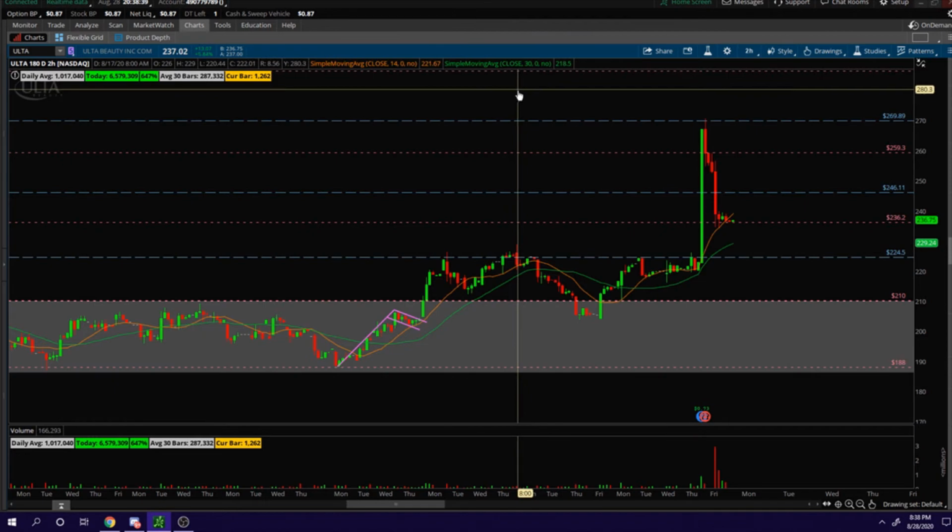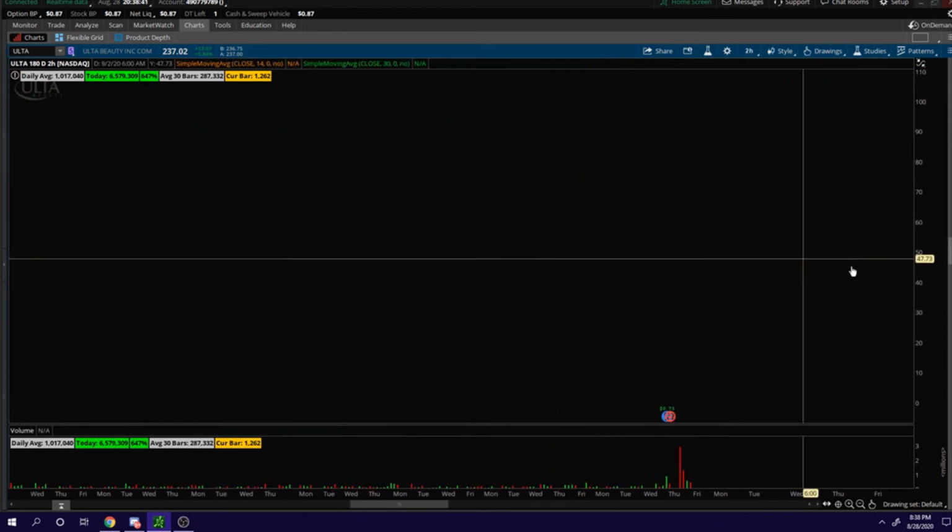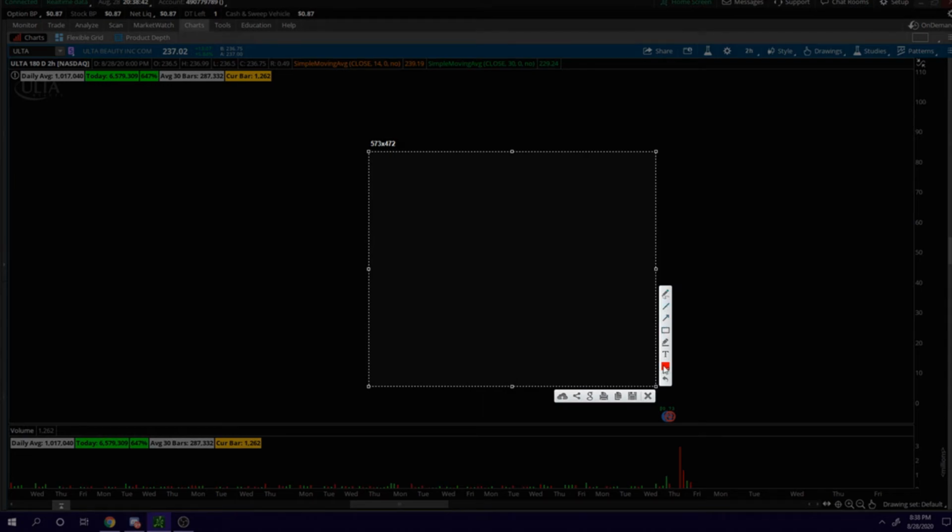Even with your triangle patterns, a lot of your descending triangles and your ascending triangles, it's the same thing. You're going to have price come in, and then once you have your breakout, you wait for the break of that first pivot to the left, and then your price target for the triangle is going to be the height of the triangle projected past that first pivot to the bottom or top to the left.